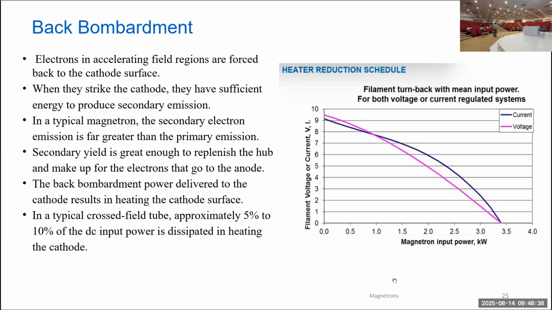But Kashif, bombardment is done to the cathode, not to the filament. Yes, but eventually the filament is heating the cathode to emit electrons, and if electrons are back bombarding, they are also doing the same job. Actually, the filament is heating from the inside, isolated from the cathode. It is heating from the inside and back bombardment is heating from the outside, where the electrons are striking the cathode. And the energy of the bombardment is very low.